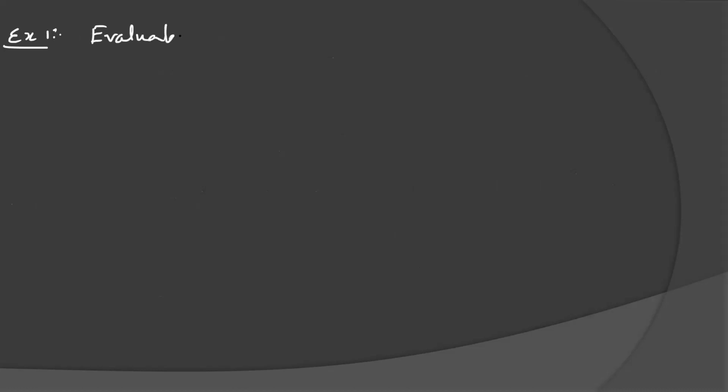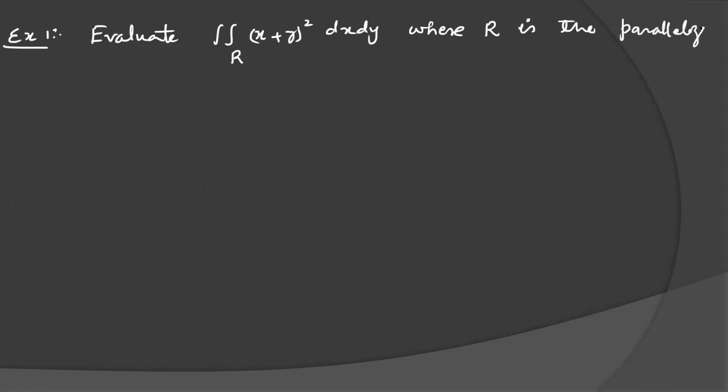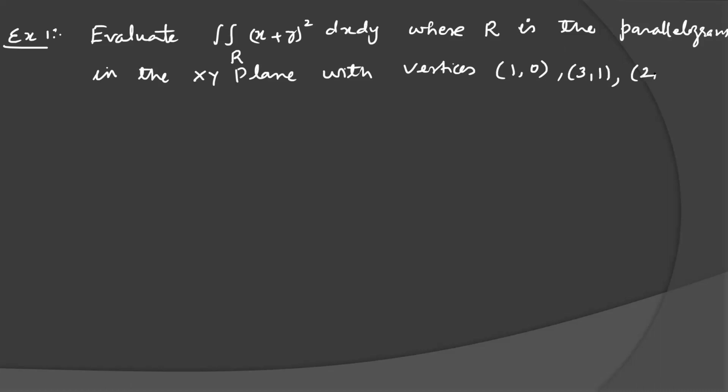Evaluate the double integration over region R of (x plus y) whole square dx dy, where R is the parallelogram in the xy plane with vertices (1, 0), (3, 1), (2, 2), and (0, 1).